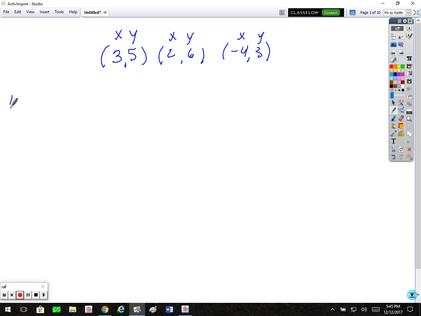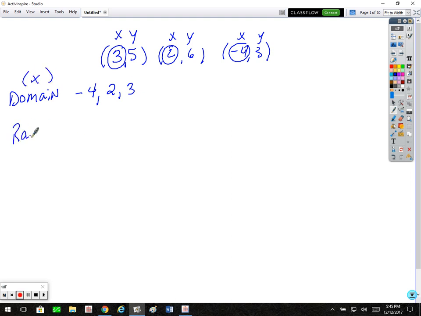one is the domain, the x values, or all of the x values in this set of ordered pairs. Well, in this case, all of the domain, or all of the x values, are these three numbers that I have circled. Remember, we want to try to put them in order from least to greatest. So my domain for this set of ordered pairs would be -4, 2, and 3. Okay, so remember, domain are all of the x values.